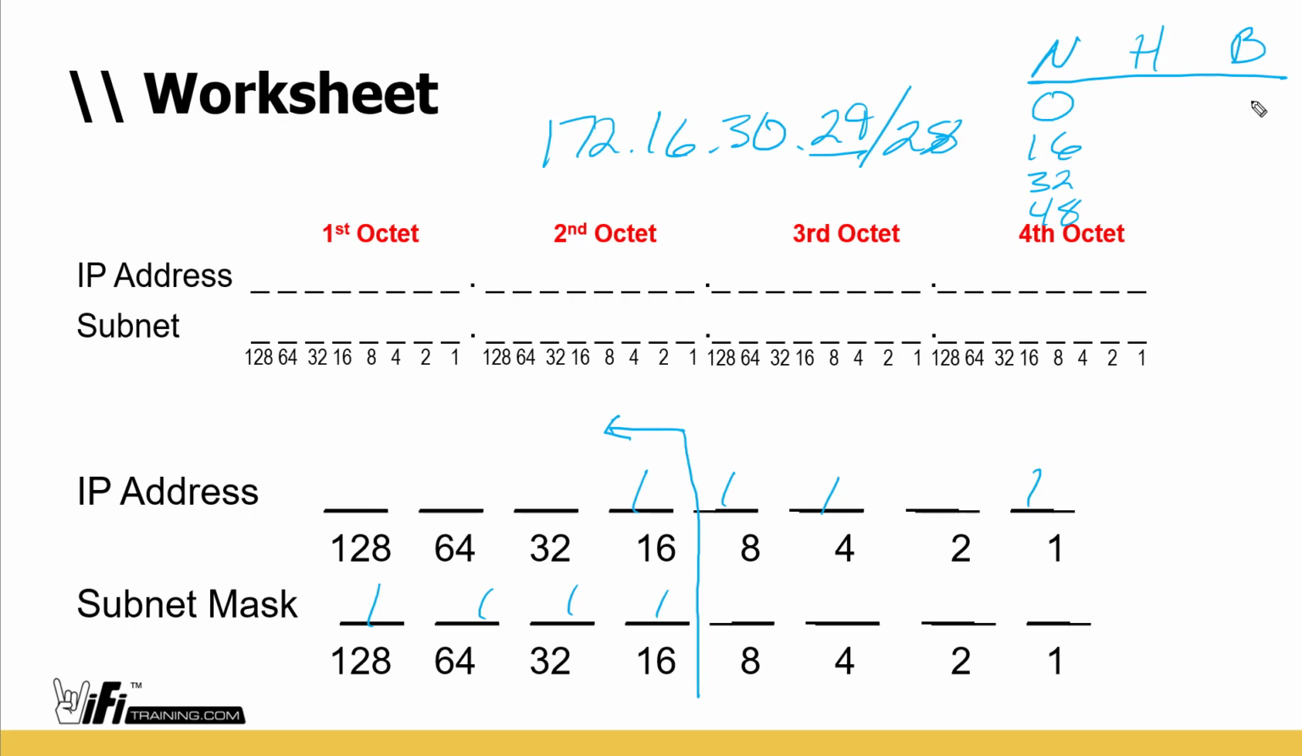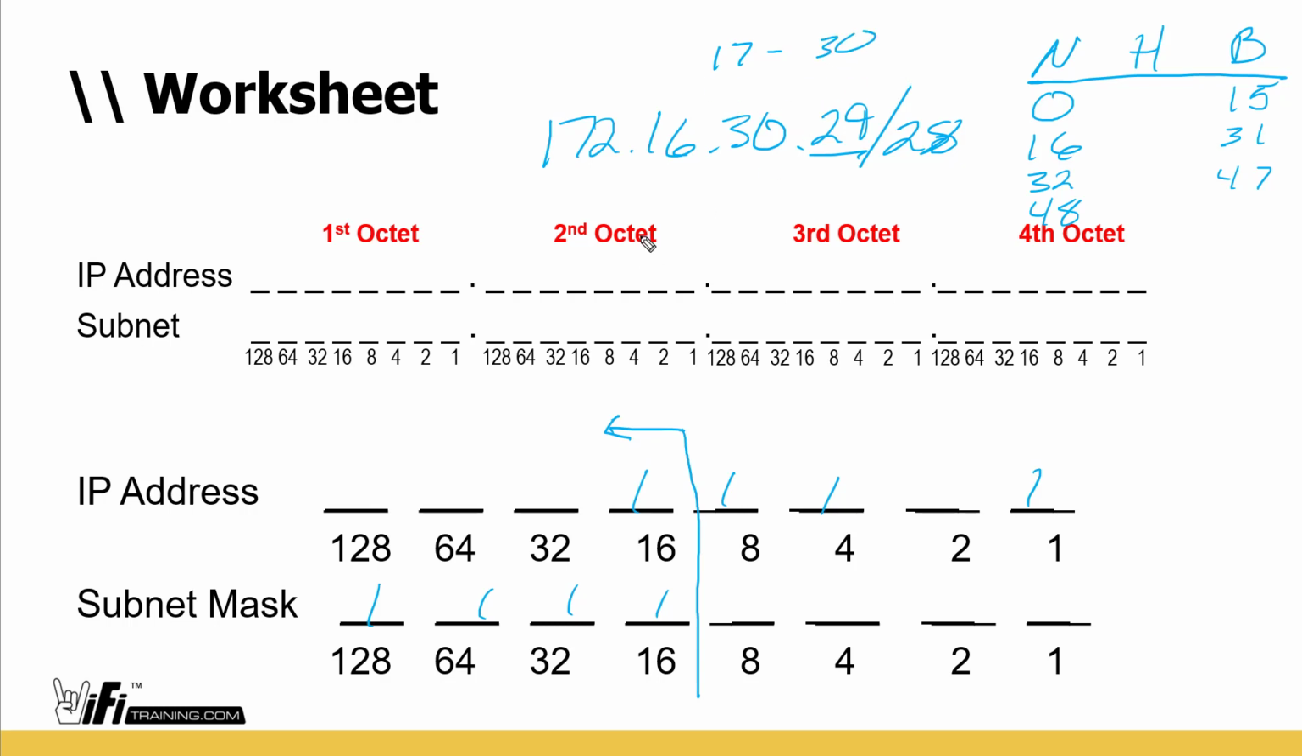The last address before my next network is my broadcast address. So this would be 15, this would be 31, this would be 47, and so on. 29 lives between 16 and 31. So the hosts I can communicate with are 17 through 30.